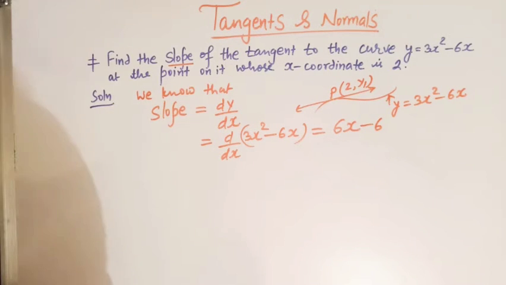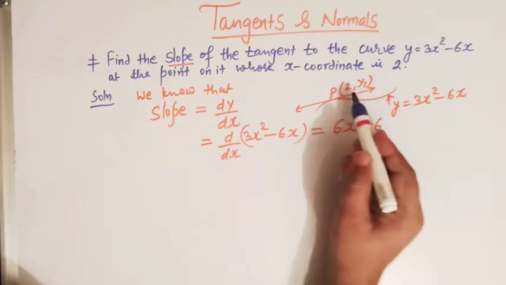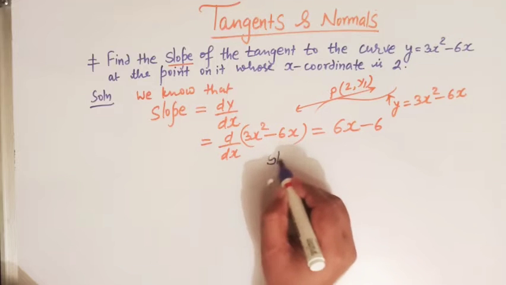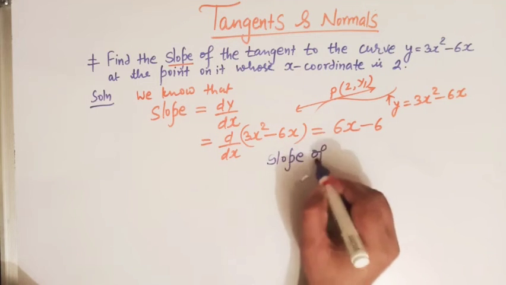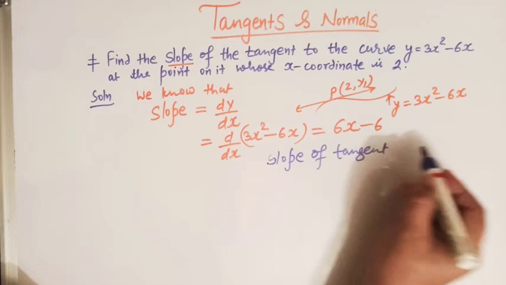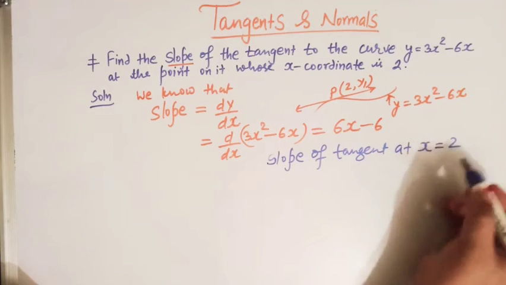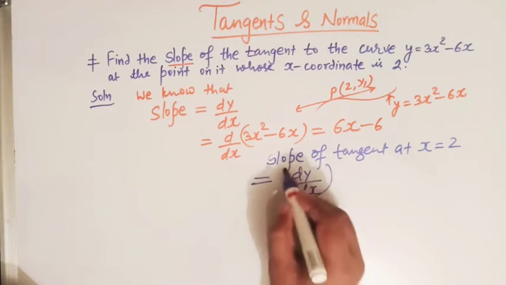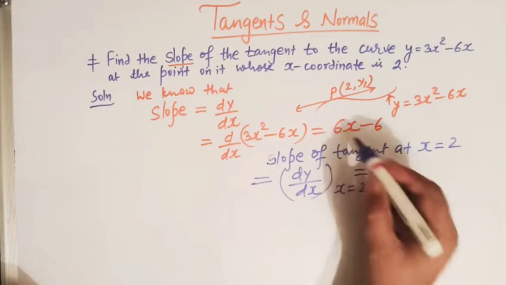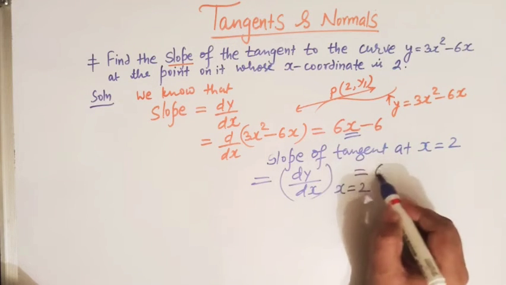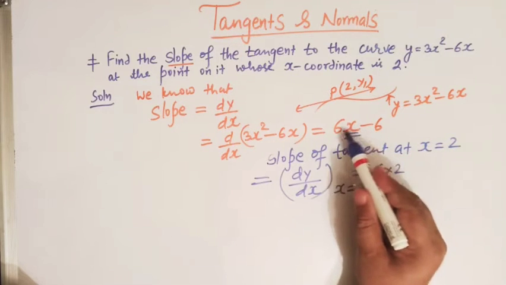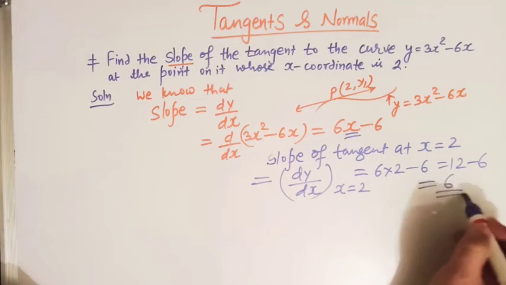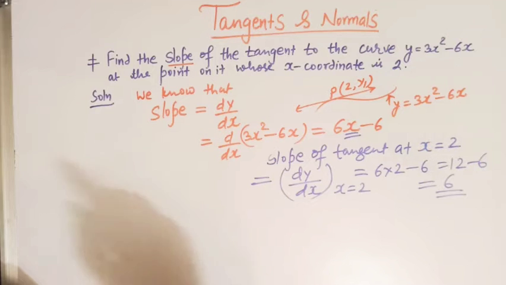Now we have to find the slope at x equal to 2. So the slope of tangent at x is equal to 2 is given by this derivative at x equal to 2, and here we will put the value of x. So this is 6 into 2 minus 6, that is 12 minus 6, that is 6. So this is the slope of the tangent.